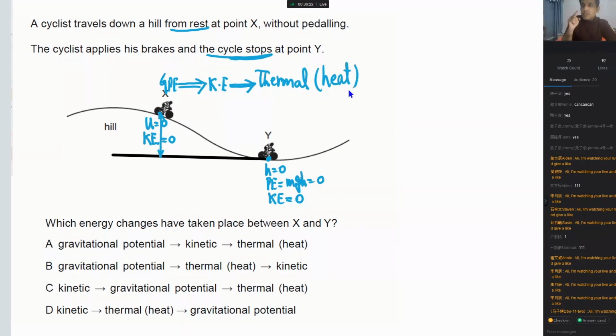But saying heat is not the proper way to say thermal energy. So it's better to say thermal. But at this level, using heat is acceptable. That's the reason they have written it in brackets. Okay, so what's the answer for this one?